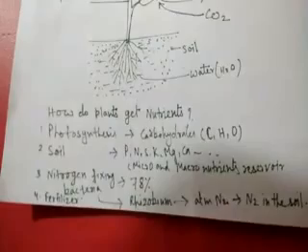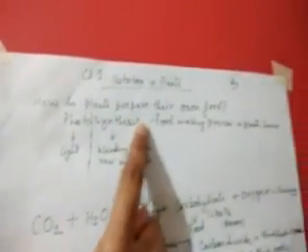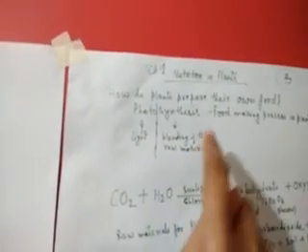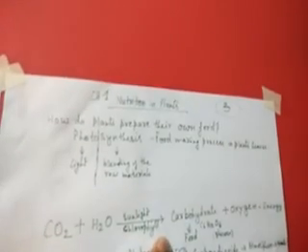Now the question is, how do autotroph plants prepare their own food? So look here. How do plants prepare their own food? And the answer is photosynthesis, the food making process in plant leaves. The word photosynthesis is made up of two words, photo and synthesis. Photo means light, synthesis means blending of the raw materials. So photosynthesis is the food making process in plants in the presence of sunlight and chlorophyll.